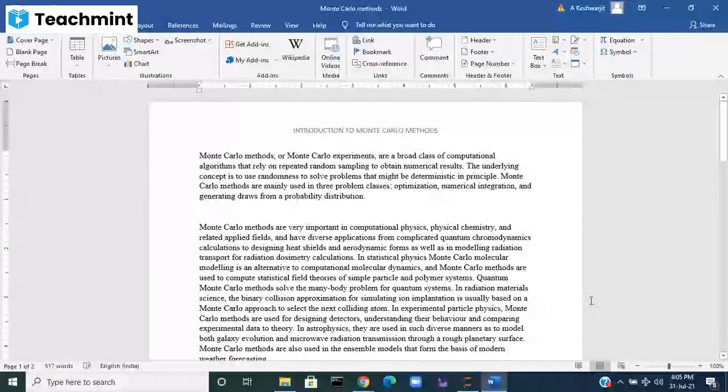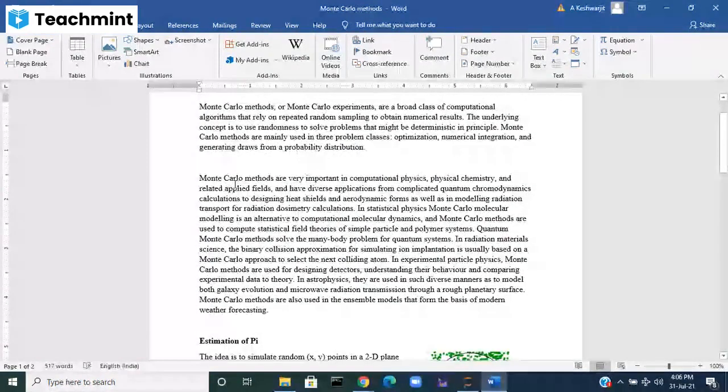So we are going to discuss Monte Carlo methods today. And what are Monte Carlo methods? Monte Carlo methods or Monte Carlo experiments are a broad class of computational algorithms that rely on repeated random sampling to obtain numerical results. The underlying concept is to use randomness to solve problems that might be deterministic in principle. Monte Carlo methods are mainly used in three problem classes: optimization, numerical integration, and generating draws from a probability distribution.